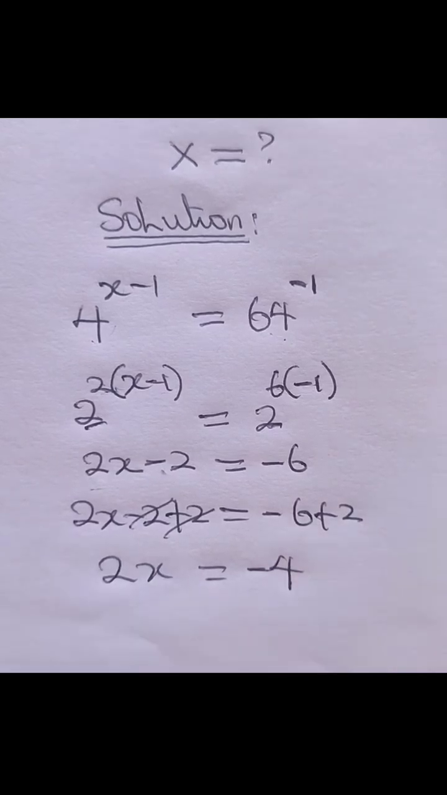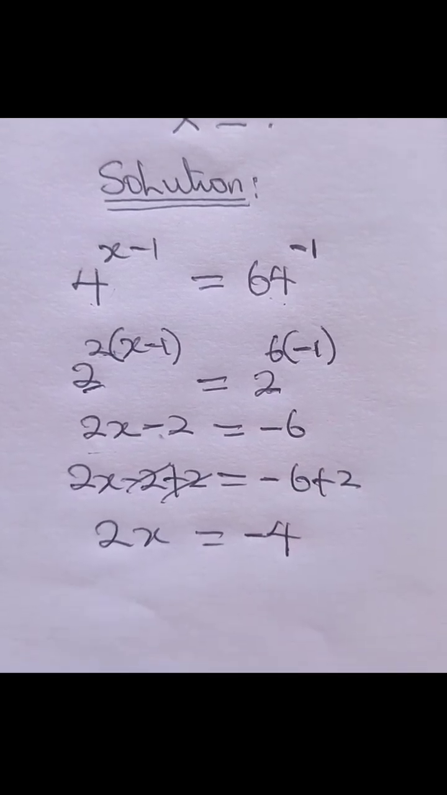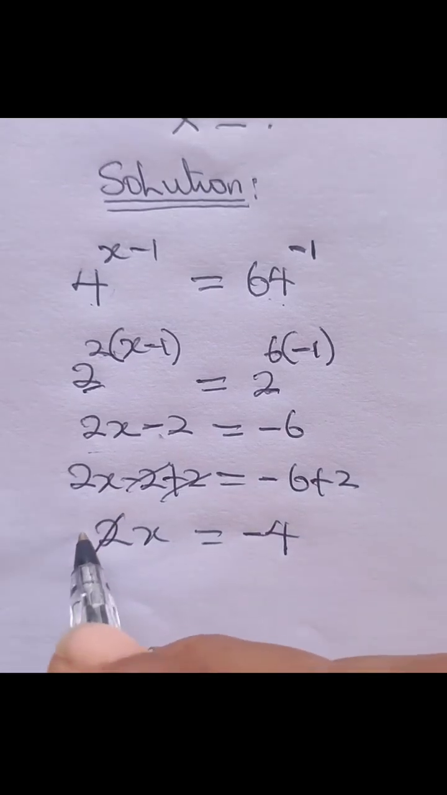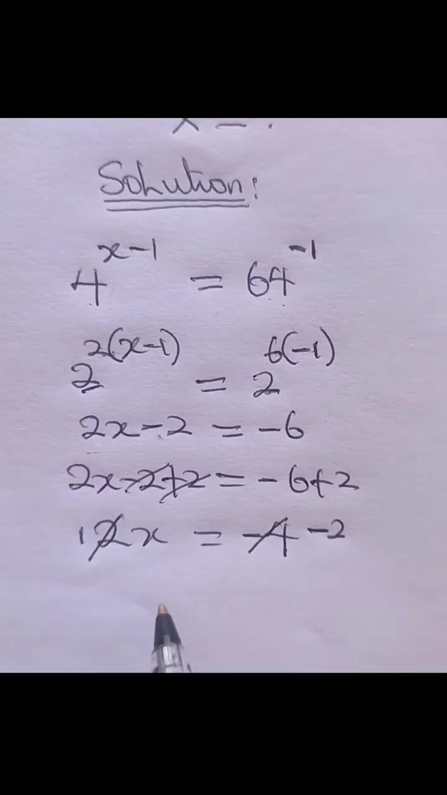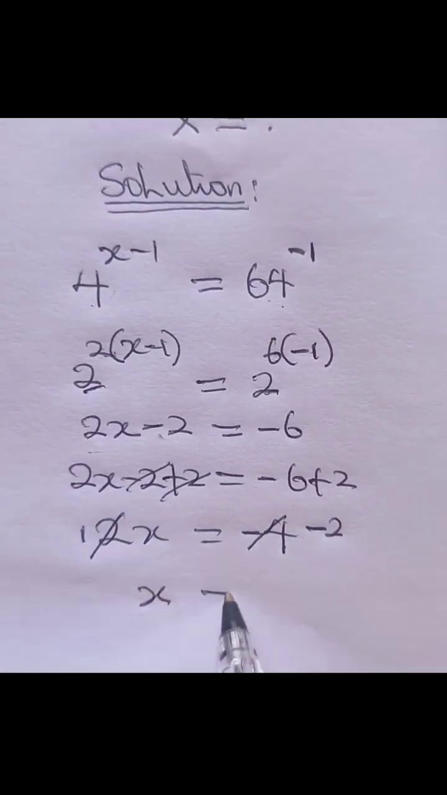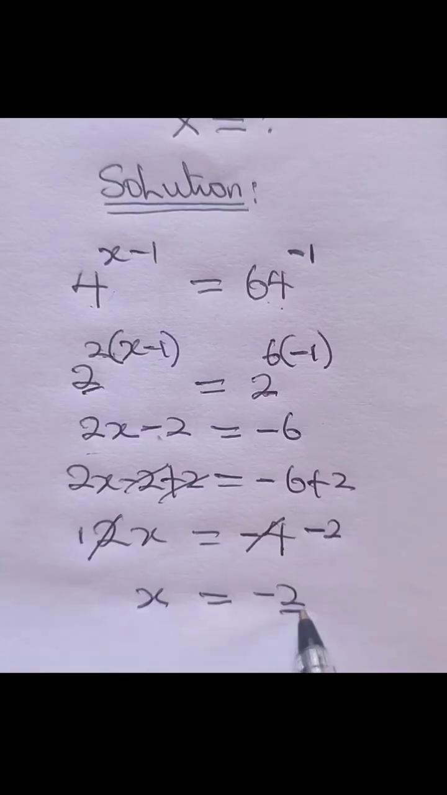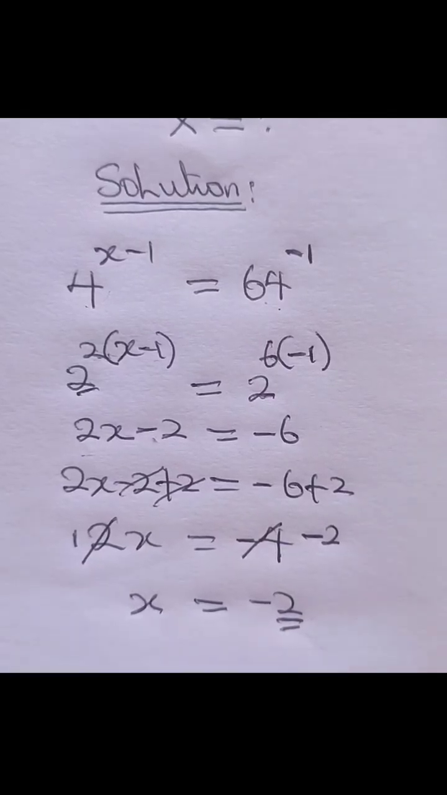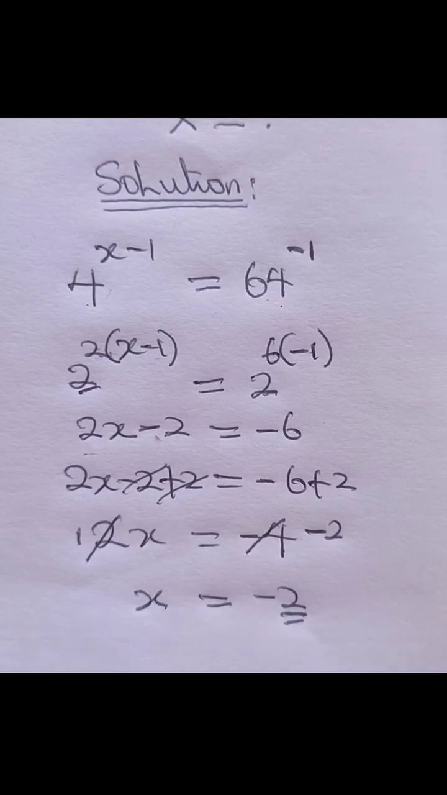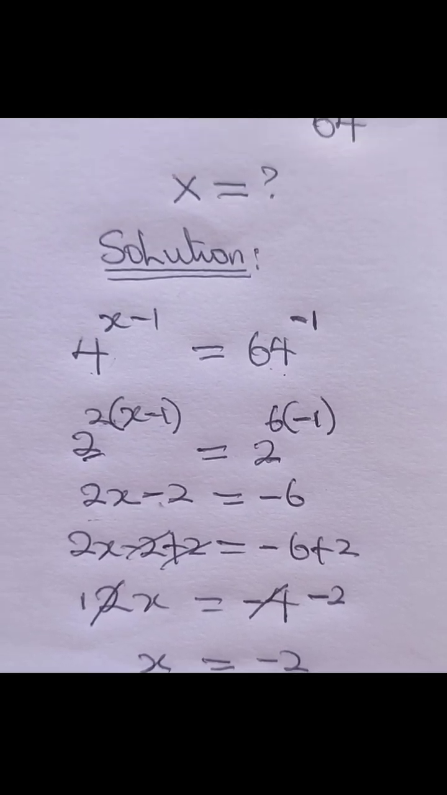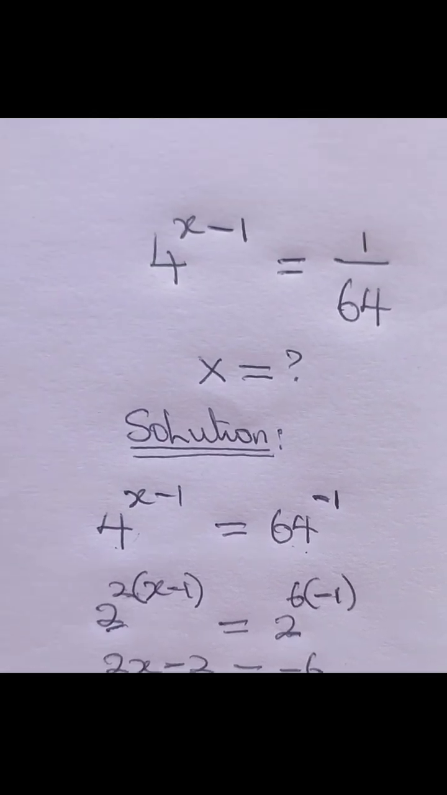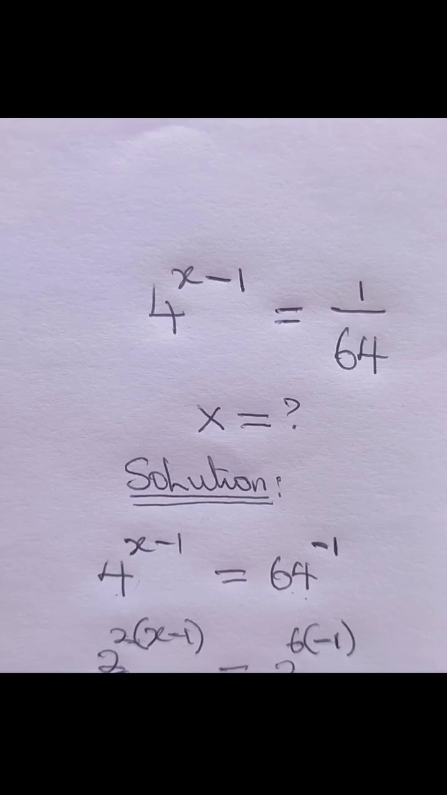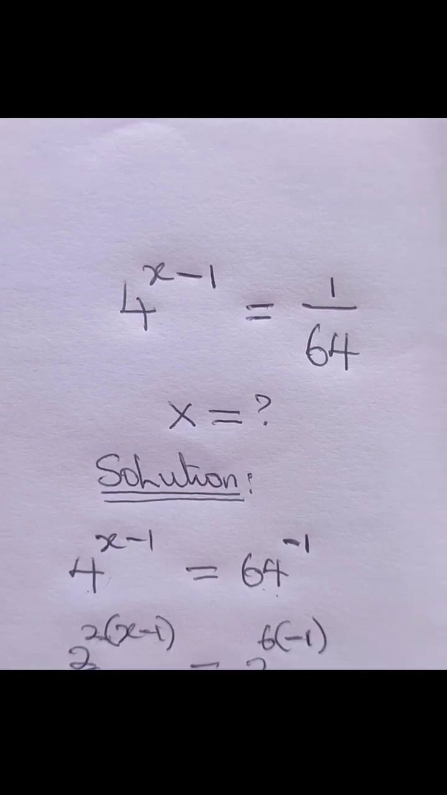To find the value of x, we have to divide both sides by 2. 2 divided by itself is 1, and minus 4 divided by 2 will give us minus 2. Therefore, the value of x becomes minus 2. It means minus 2 is the right value of x that will balance the given equation. So what you do is to check your result. Just go straight to the given equation to see if, when you replace x with minus 2, the left hand side will be equal to the right hand side.